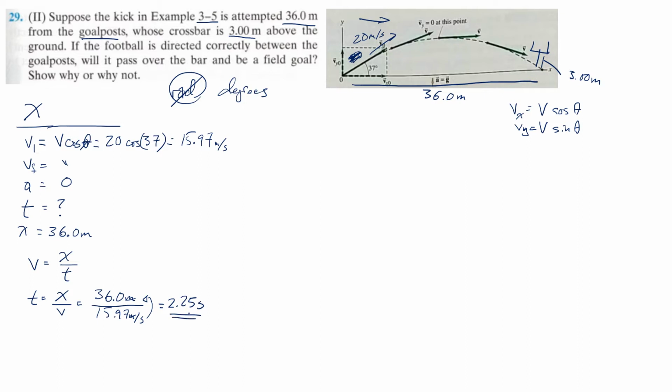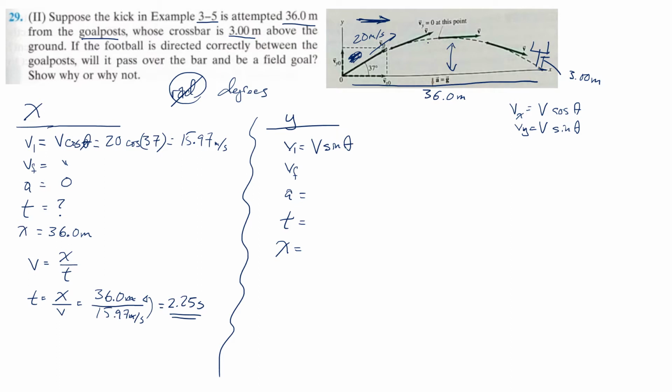This is useful. Let's use that in our y. A little bit more math. No longer thinking about it going left and right, let's think about it going up and down. Namely, is it taller than 3 meters? So let's do our y math: V, A, T, X. V initial, V final, acceleration, time, and X. V initial here is going to be V sine theta, the total V. The V final, we don't really know, and we don't really care.